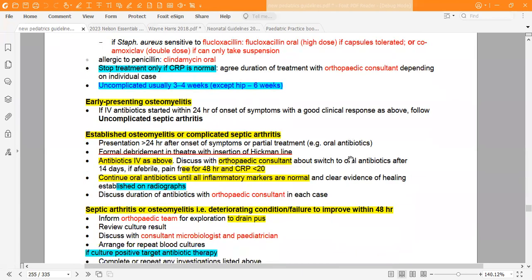Early presenting osteomyelitis. If IV antibiotic starts within 24 hours of onset of symptoms with a good clinical response as above, follow uncomplicated septic arthritis.